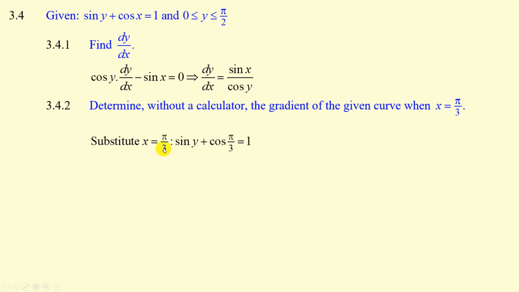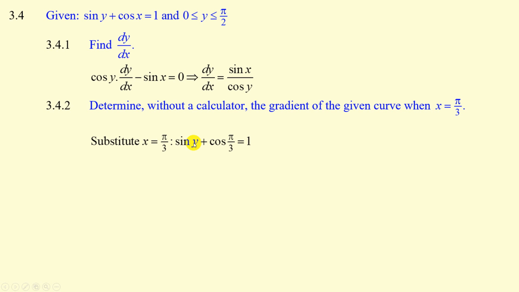So I'm going to substitute pi by 3 into the original, because you see the gradient of the curve, I need to know the value of y. See, it's straightforward. The gradient of a given curve when x is that, so we just substitute x, but the problem is we have a y in the derivative, so we're going to have to substitute into the original to find the y value.